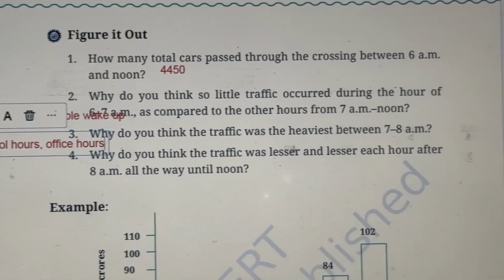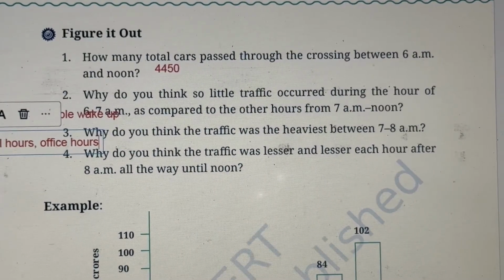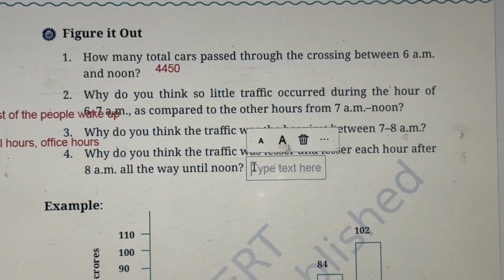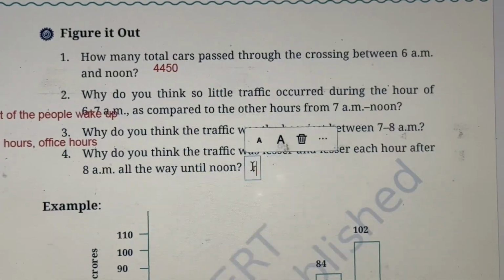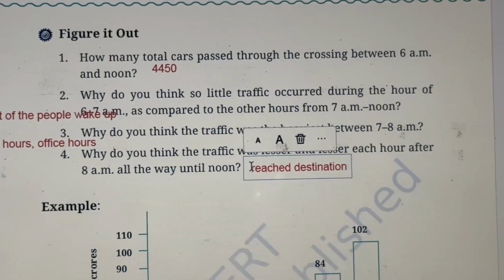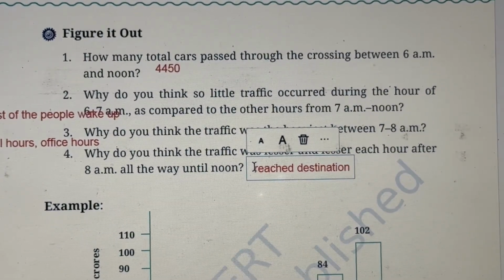Now, the fourth question is, why do you think the traffic was lesser and lesser each hour after 8 a.m. all the way till noon? So what will happen over here? After 8 o'clock, many people would have reached their destination. Most of the people have reached their destination. So then slowly it is reducing. Why does it not stop suddenly? Because the office hours may differ from office to office.